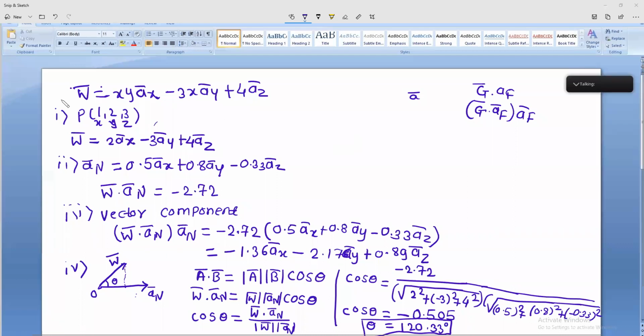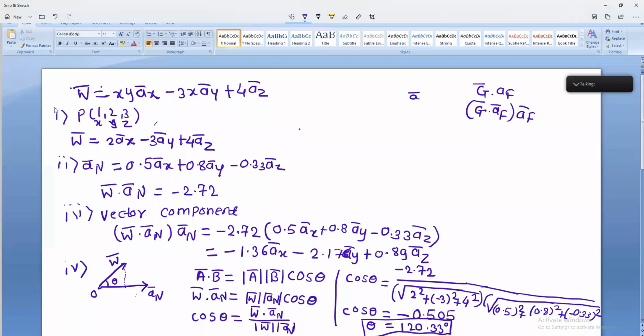So, in this example, one vector is given. First, I think everyone noted the example. I am reading that one. A vector field is defined as W bar is equal to xy a bar x minus 3x a bar y plus 4 a bar z. Okay. The first question is, find the vector field at point P of 1, 2, 3.